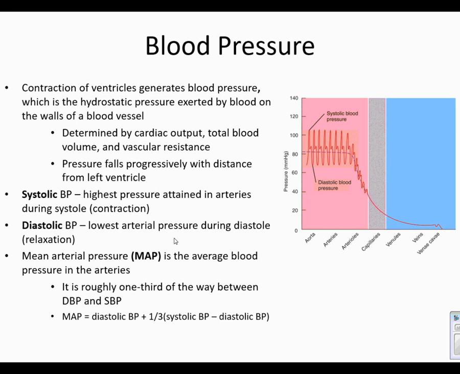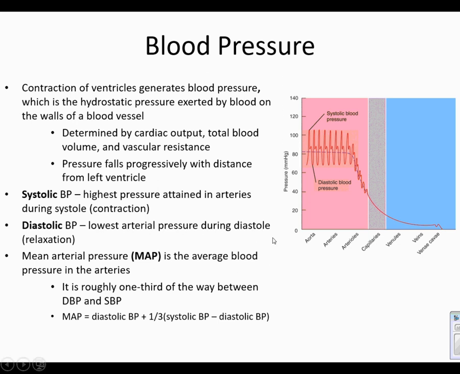It's determined by cardiac output. What's cardiac output? Remember, it's the amount of blood your heart pumps per minute, influenced by how often your heart beats, what we call heart rate, and how much it pumps each time, what we call stroke volume. It's also affected by total blood volume. The more blood we have, the more pressure. Think about it like a balloon. If you fill it up with more water, there's going to be more pressure inside, and it's more likely to pop. And then vascular resistance, what we just talked about.